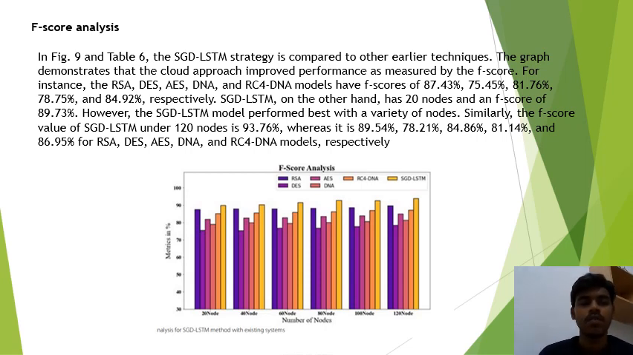Similarly, the F-score value of the SGD LSTM under 120 nodes is 93.76%, whereas it is 89.54%, 78.21%, 84.86%, 81.14%, and 86.95% for the RSA, DES, AES, DNA, and RC4 DNA models respectively.